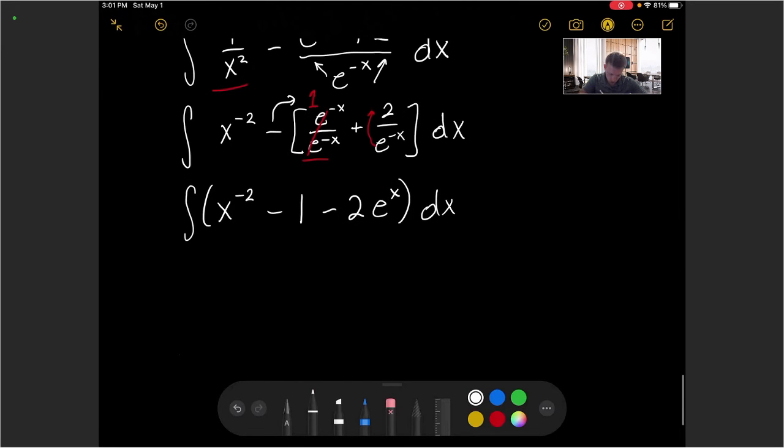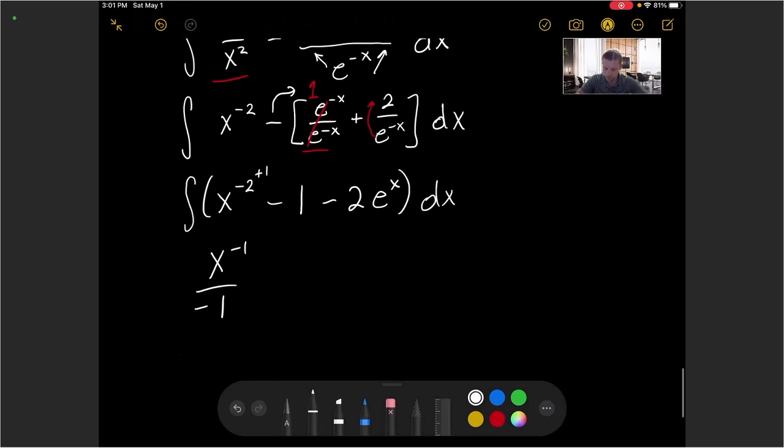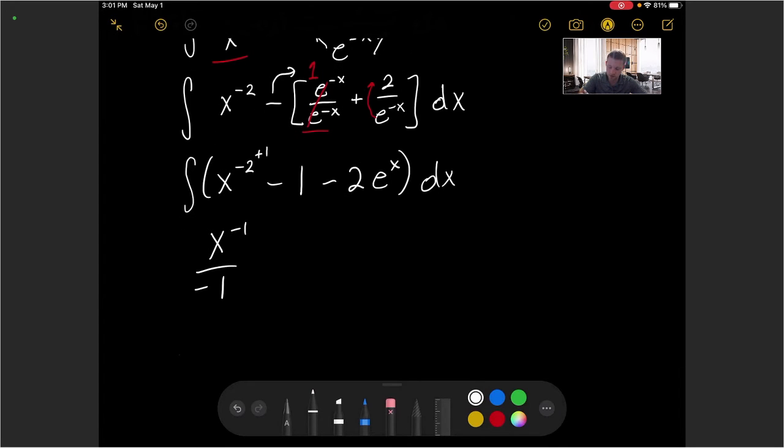The first one just uses a power rule, so we're going to say x raised to, the original power is negative 2, so we're going to add 1 to the power, making it negative 1, and divide by my new power. The next term is negative 1, so I'll have negative 1, and remember this has an x to the 0 power sitting next to it, so we'll raise the power by 1 and it just becomes x to the first power times 1.